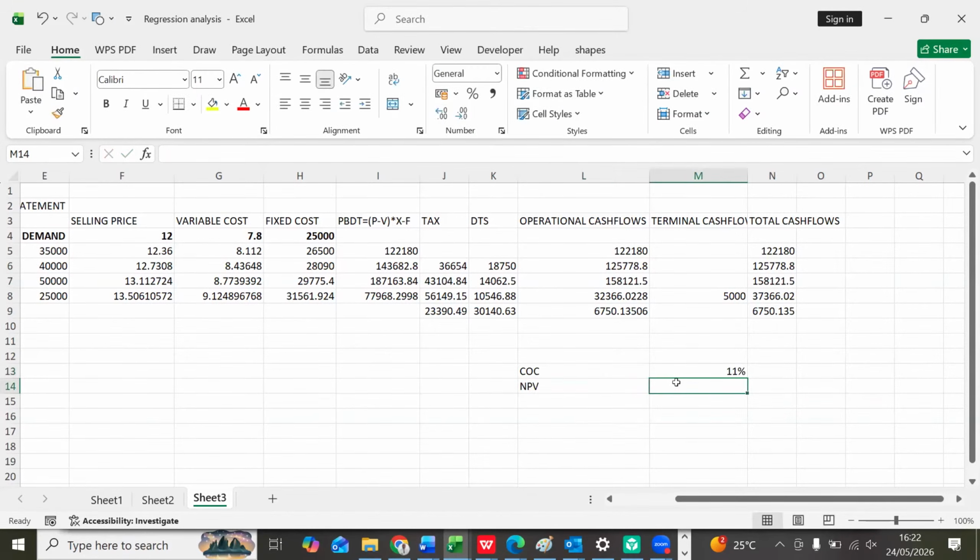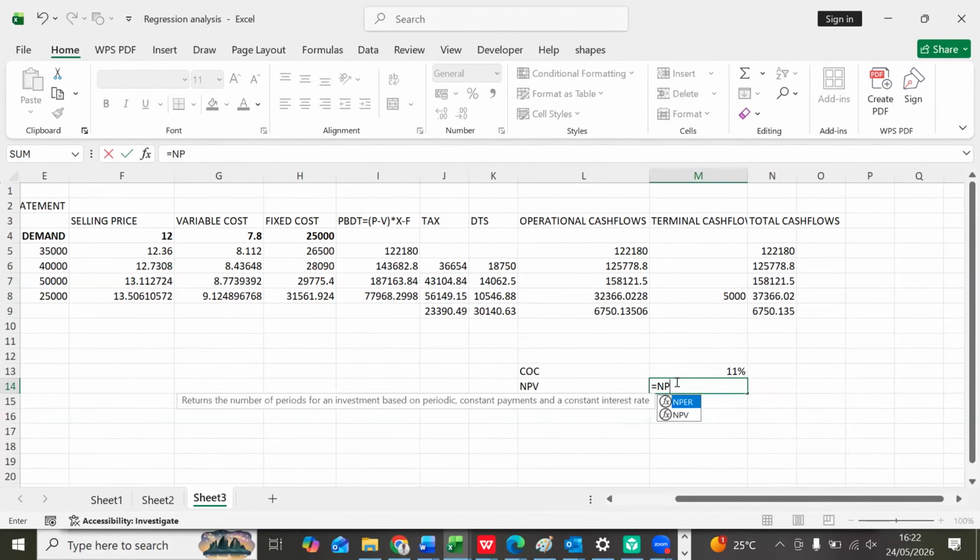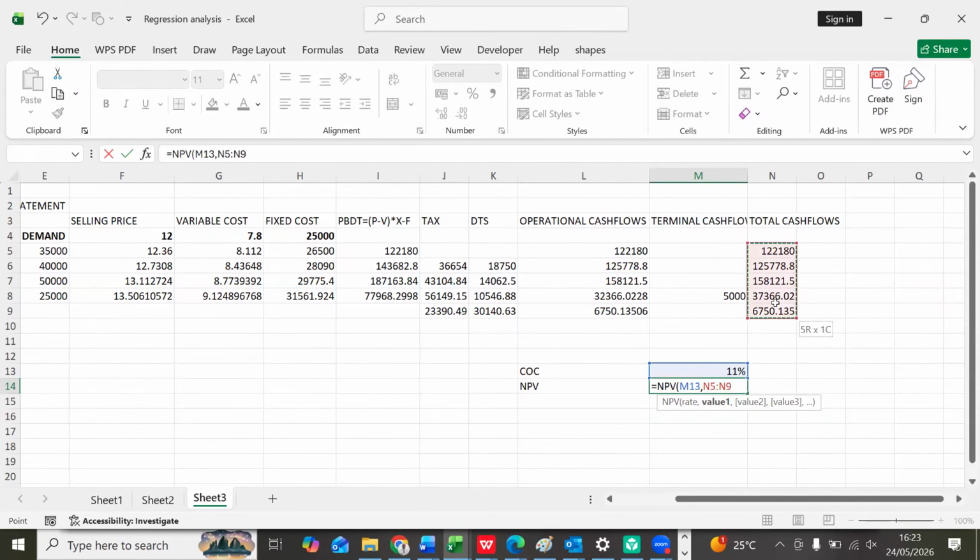So how do we get this net present value? Equals NPV. We have it. You can see it is here. The rate, so pick the rate, which is 11%. You say comma. And then you can see they want us to pick from value 1. We don't have value 0 here, that's why normally cash flows are for value 0. There is a mistake I've done, but we shall overcome. So when you come to value 1, value 2, you simply highlight all this, and then you close brackets.